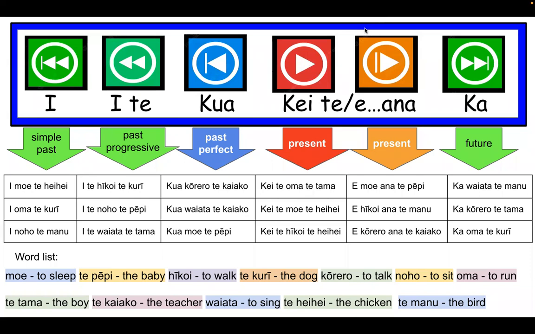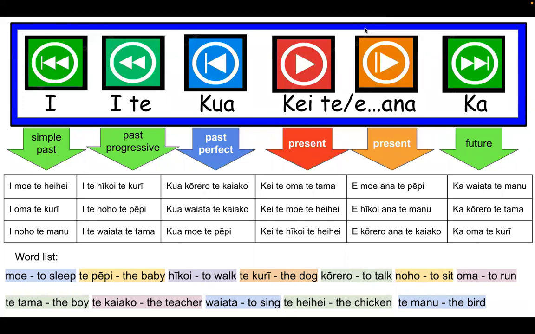Okay, here are the answers. I moe te heihei, the chicken slept. I te hikoi te kurī, the dog was walking. Kua kōrero te kaiako, the teacher has spoken. Kei te oma te tama, the boy is running. E moe ana te pēpi, the baby is sleeping, or the baby is asleep. Ka waiata te manu, the bird will sing.